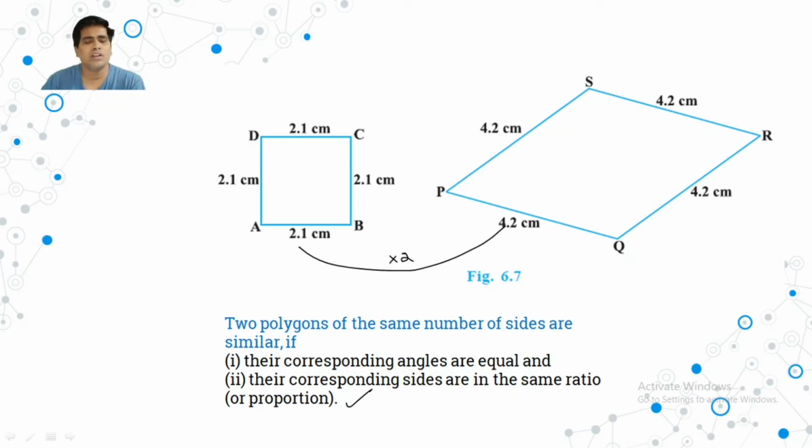What about the first condition? In the first condition, all corresponding angles should be equal. So here it is 90 degrees, but here it is not 90 degrees. Why? Because there is no symbol for it. So this is a rhombus. Only opposite angles are equal, but here all angles should be 90 degrees. Means the first condition fails here. So these two figures are not similar.